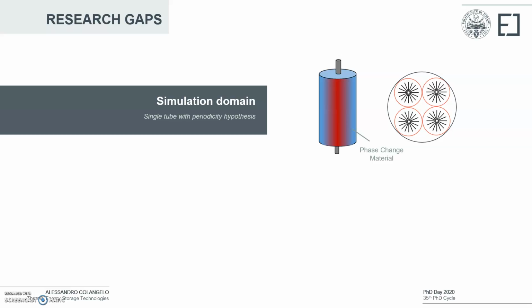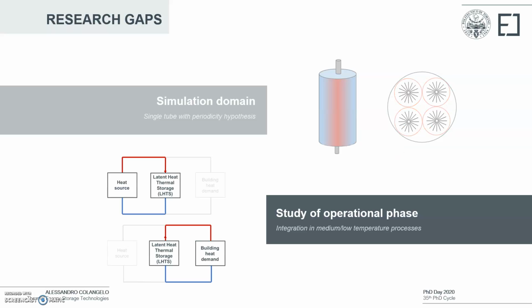Regarding the research gaps, there are two main issues that I found interesting to address. First, shell and tube LHTS units are often modeled as a cylinder made of phase change material crossed by a single tube of water. The extension to larger storage sizes is often carried out under the hypothesis of periodicity, which is not suitable as can be seen from the figure.